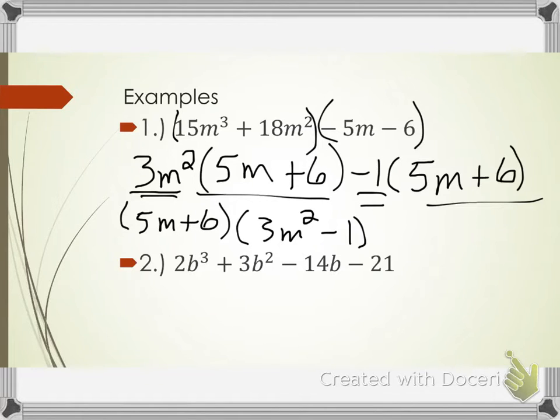That's my answer: 5m plus 6 times 3m squared minus 1. That's my answer.